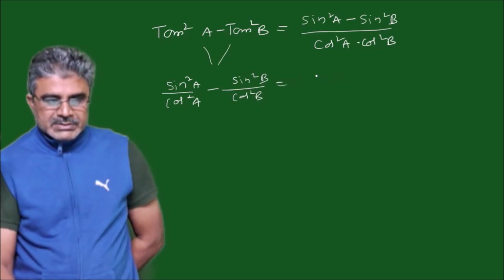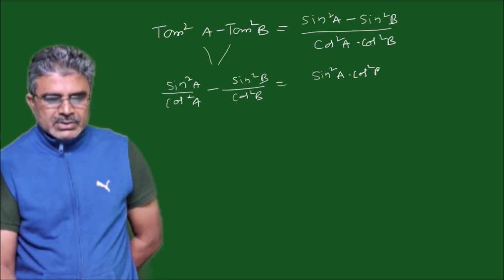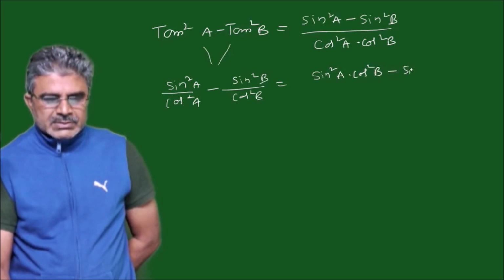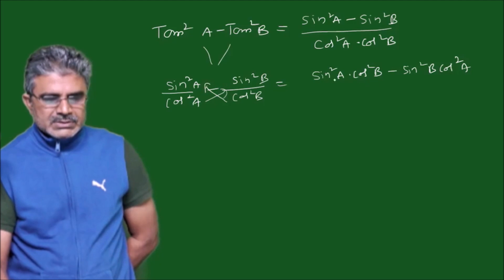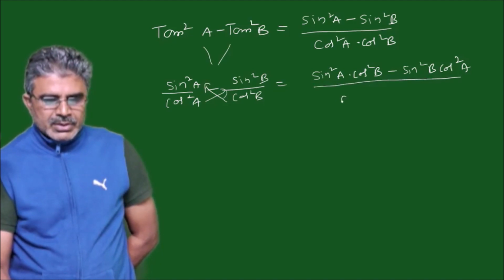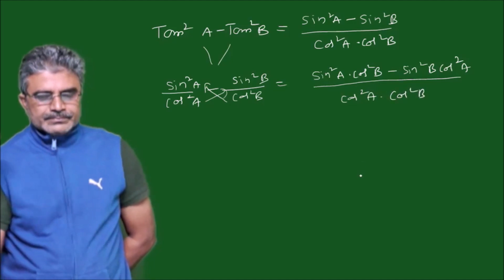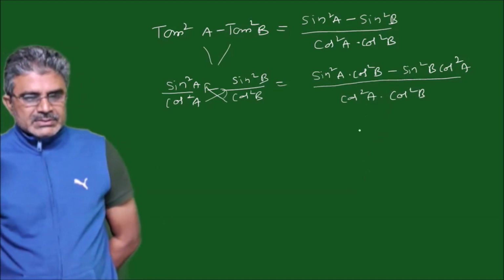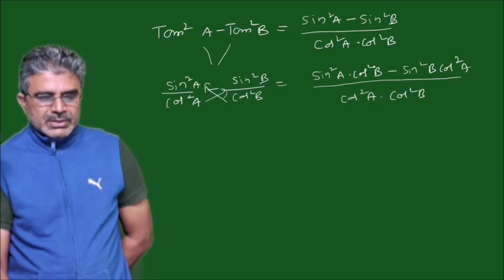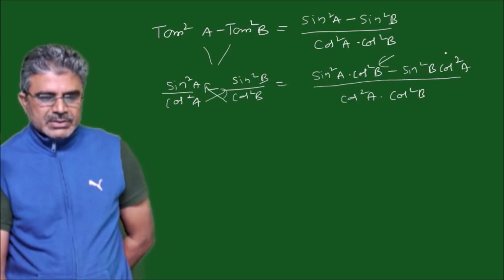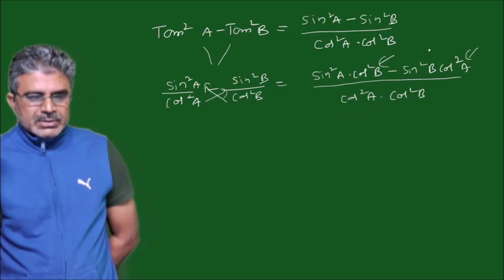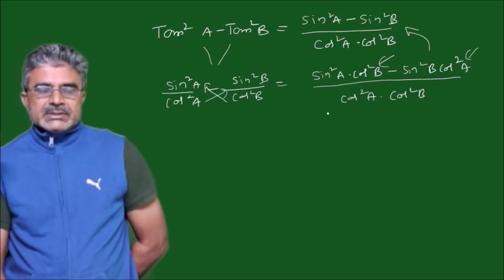By taking LCM you will have sin square A into cos square B minus sin square B into cos square A. So this will be multiplied with this and this one with this. And in the denominator you have cos square A into cos square B. But this is not the resultant one. You need to take out this cos square B and cos square A in the numerator. Then only you can reach the right hand side.